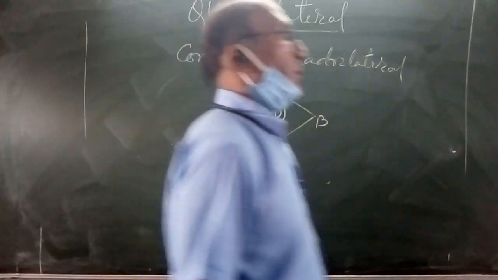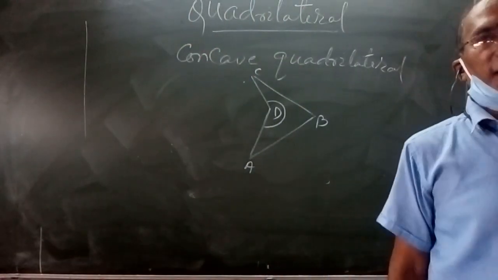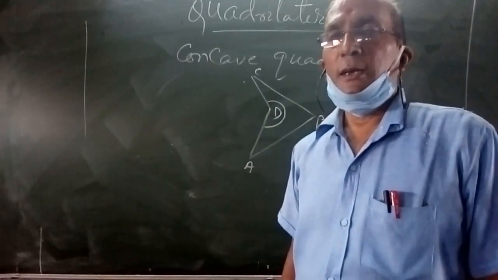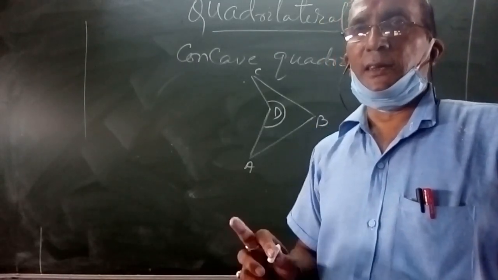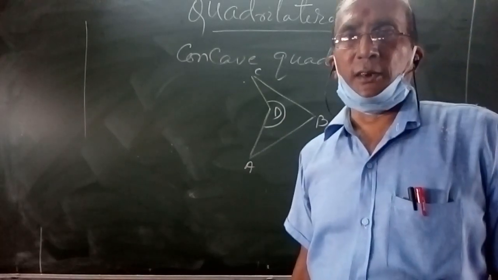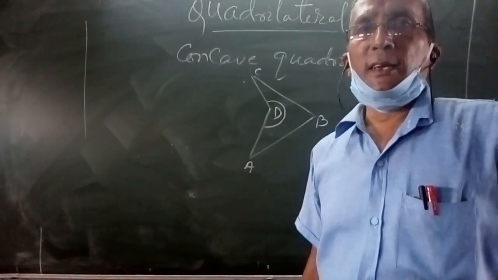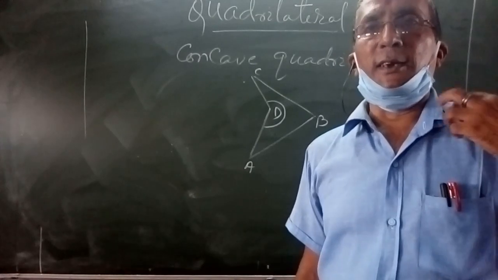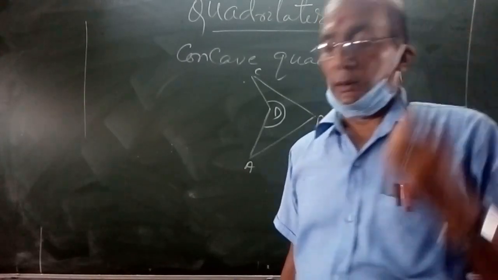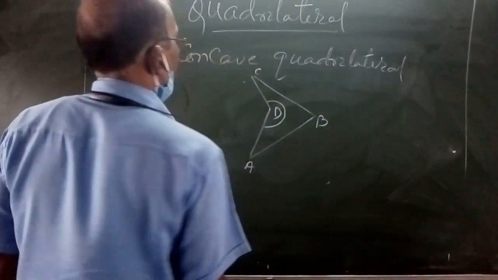What is the difference between convex quadrilateral and concave quadrilateral? In convex quadrilateral, each angle is less than 180 degree, and in concave quadrilateral, one angle is more than 180 degree. I hope you all understand.